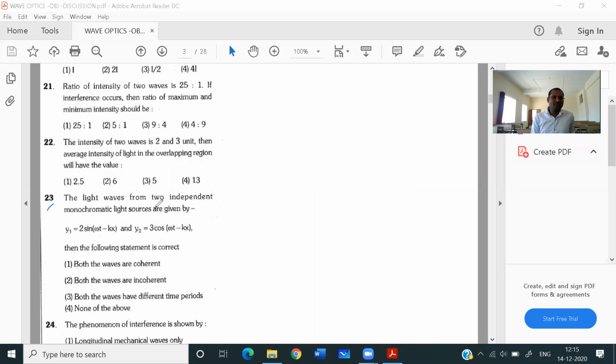The light waves from two independent monochromatic sources are given as y1 is equal to 2 sine omega t minus kx. Another wave is given as y2 is equal to 3 cos omega t minus kx. These are the light waves from two independent monochromatic sources. Monochromatic means a single wavelength or single frequency.